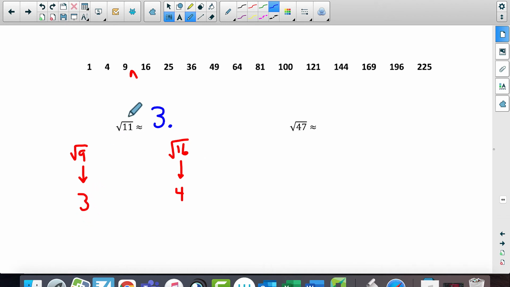Second step, you're going to ask yourself, is 11 closer to 9 or 16? Well, it's definitely closer to 9, right? It's down here. There's only 2 steps here. There's 5 to get from 11 to 16. Well, if it's closer to the smaller one, what do you know about your answer? It better be less than halfway. Halfway would be 3.5, but this number 11 is not right in the middle. It's closer to 9, so it should be less than 3.5.